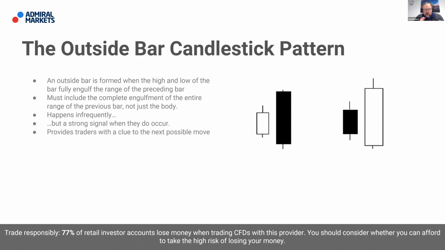The outside bar, or the engulfing candle, is an outside bar formed when the high and the low of the bar fully engulf the range of the preceding bar. It must include the complete engulfment of the entire range of the previous bar, not just the body. Sometimes people just talk about it engulfing the body, but the way I look at it is that it should engulf the complete range of the preceding bar. They don't happen that often, but they are a strong signal when they do occur, and they provide traders with a clue to the next possible move.